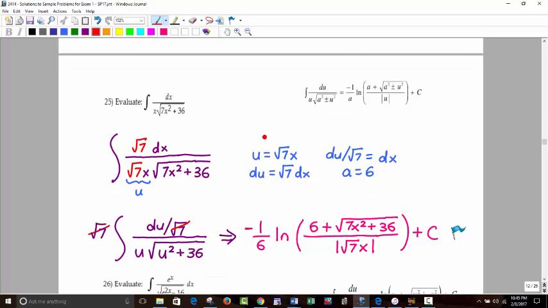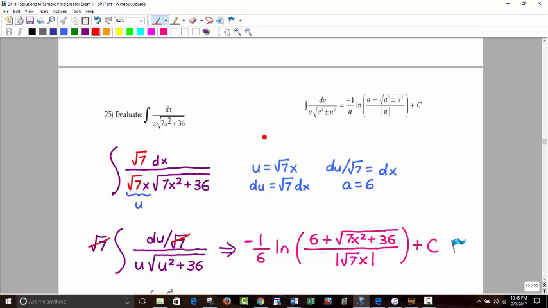25 is a little tricky. I already have the formula there, but you see I let u be the square root of 7 times x. I had to, because that way when you square it, you get 7x squared. Now notice all these formulas, it's real critical whenever it's subtraction that you have the right order. But remember, addition doesn't matter.